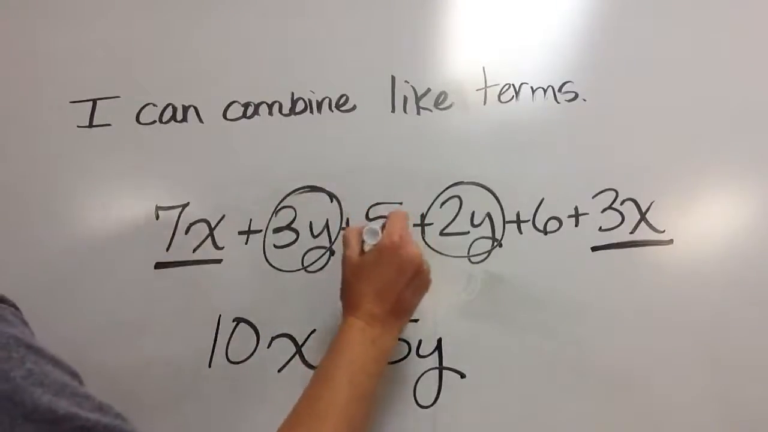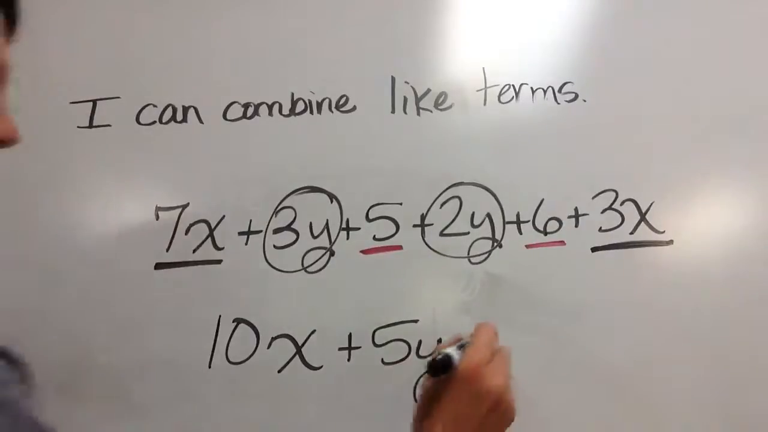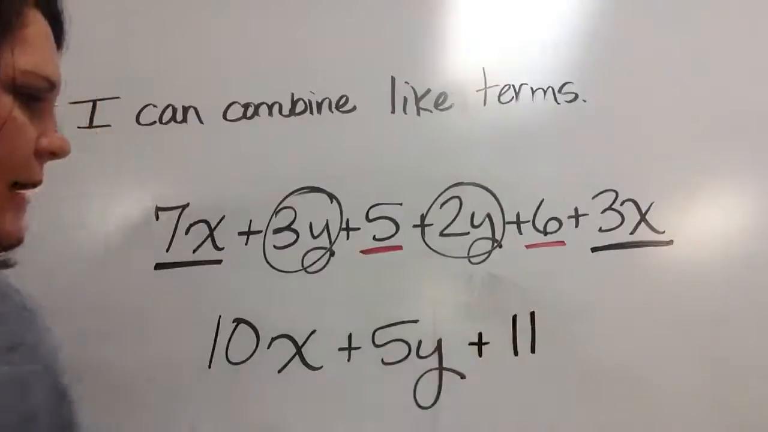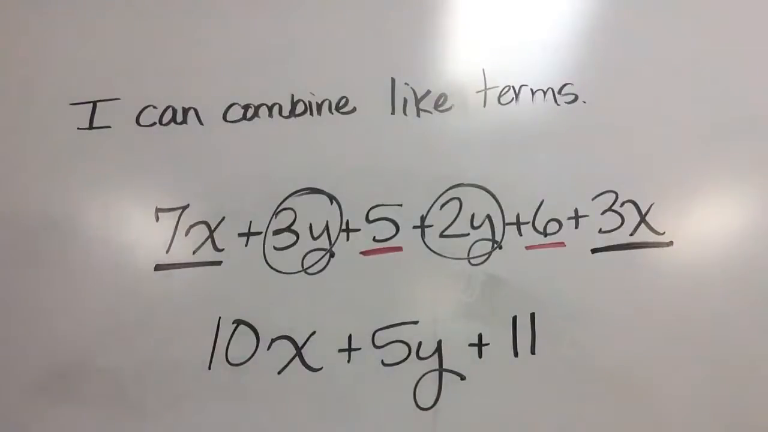And then I can also combine 5 and 6. They're constants, so they are also considered like terms, so they can be combined to make 11. So your simplified answer is 10x plus 5y plus 11, and that's all you can do with this expression because these are now all unlike terms, x, y, and then your constant.